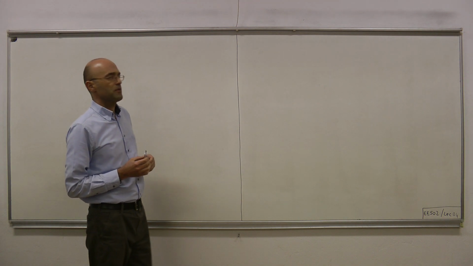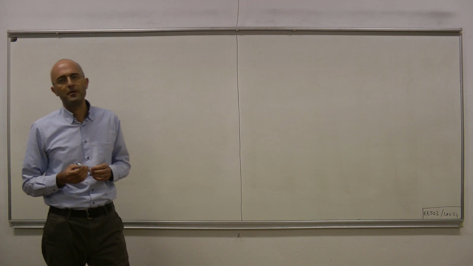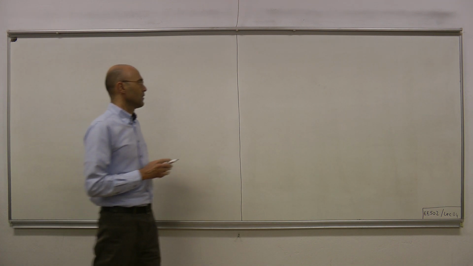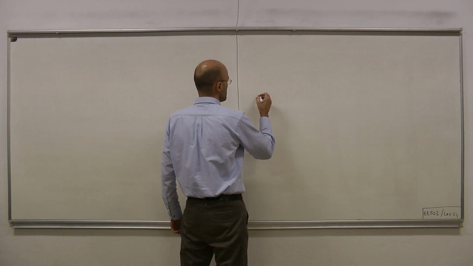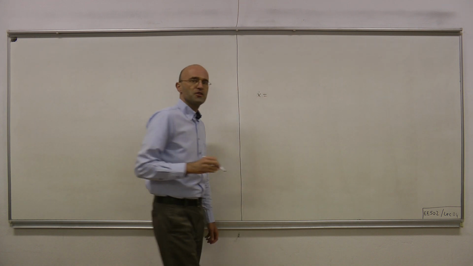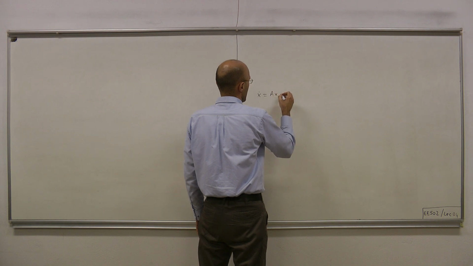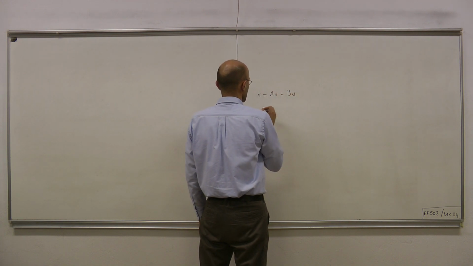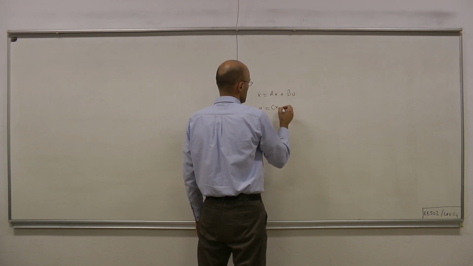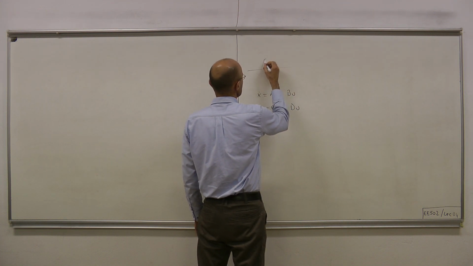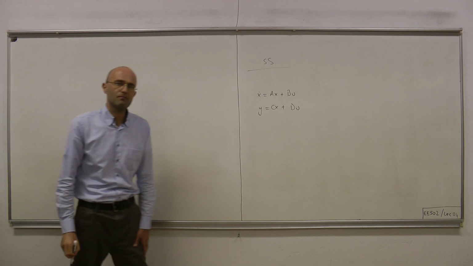Now, in the previous lecture we talked about different representations of an LTI system. We know that one such representation is the so-called state space representation. So we have x dot equals Ax plus Bu and y equals Cx plus Du. Okay, so this is the state space representation.